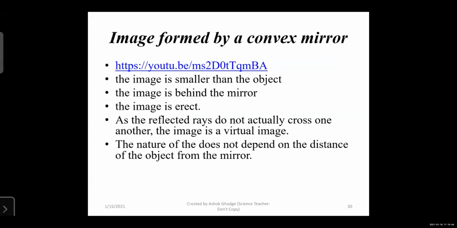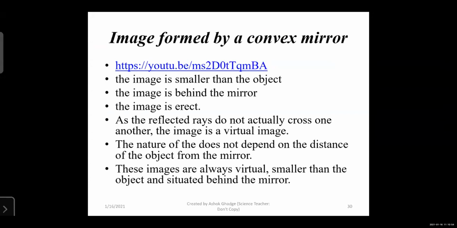So the nature of the image does not depend on the distance of the object from the mirror. These images are always virtual, smaller than the object, and situated behind the mirror. So in the convex mirror, we get every image virtual and erect. In this convex mirror, the image is always smaller than the object.